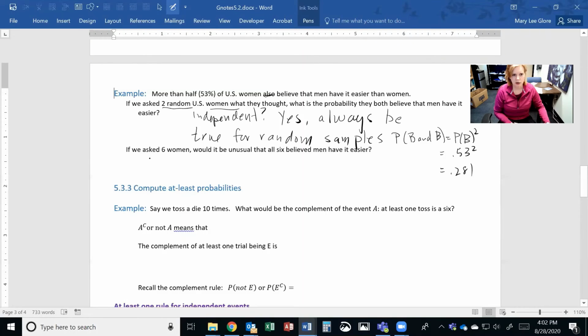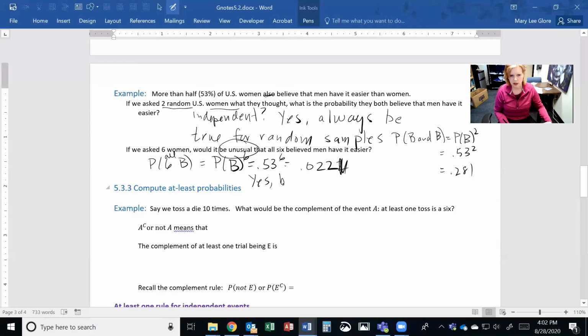So now the probability that all 6 believe is going to be the probability believed to the 6th power. So this is 0.53 to the 6, which is approximately 0.022. Is it unusual? We're going to say yes.